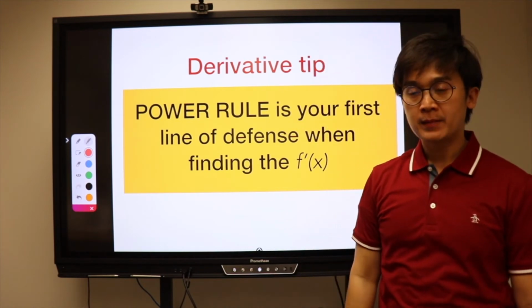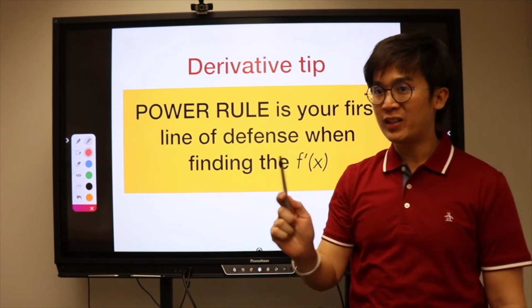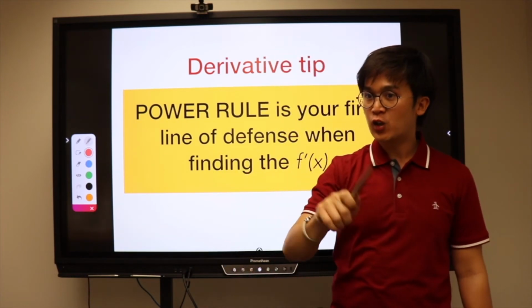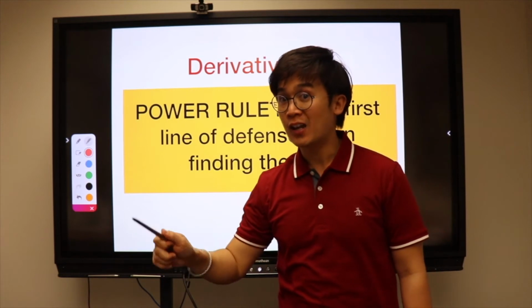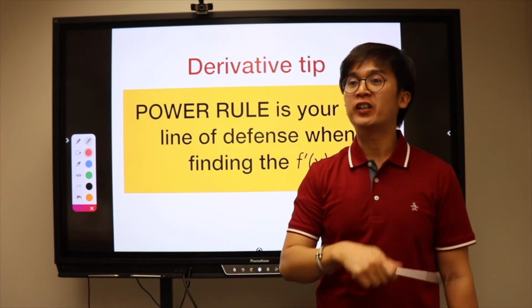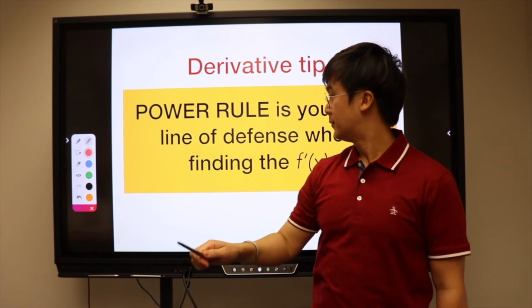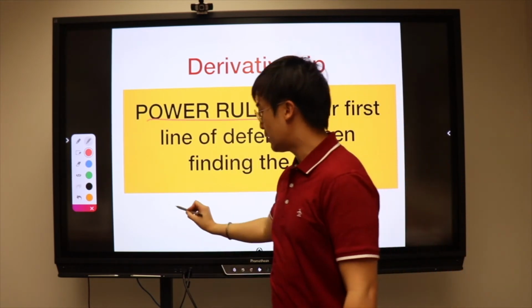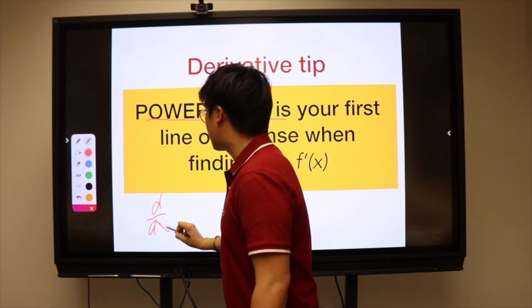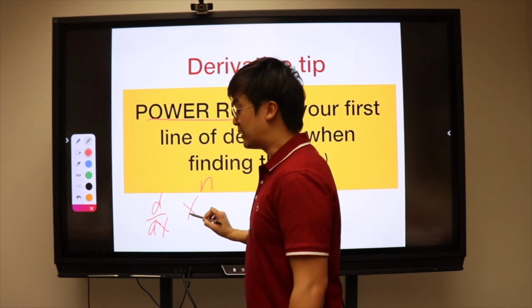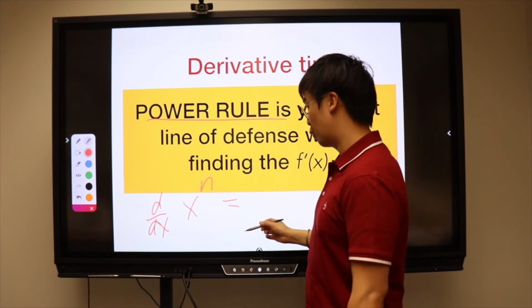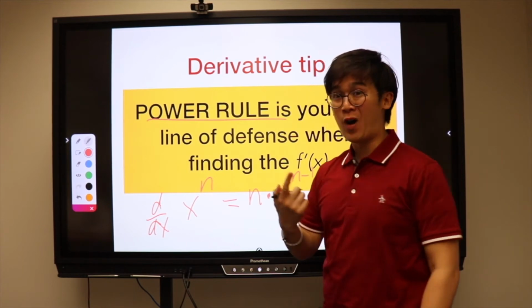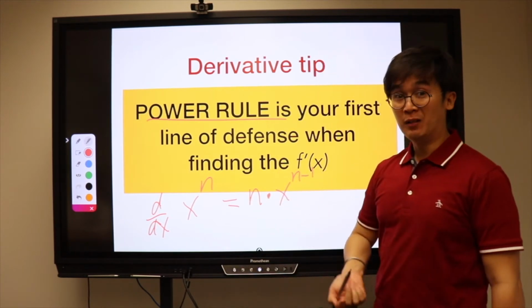Derivative tip. Your first line of defense when you're working with derivatives is the power rule. When we are working on limits, your first line of defense is substitution. If substitution is not working, use another technique. In derivatives, it's the power rule. Do you still remember what the power rule is? Good. If I'm going to take the derivative of x to the n, according to the power rule, you bring down n and subtract 1 from the exponent. And that is your power rule.